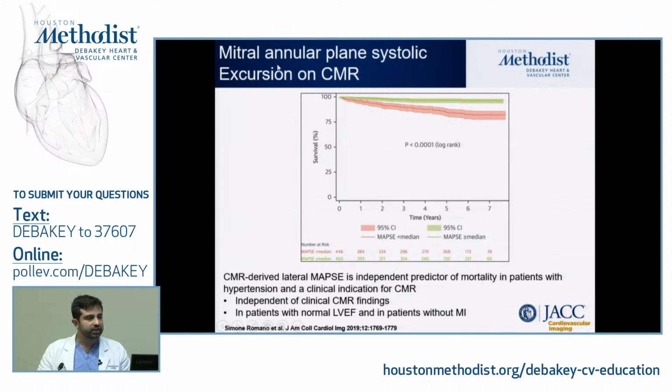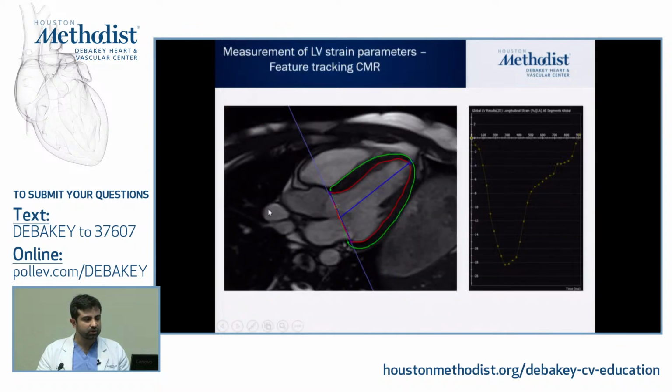You can also look at the mitral annular systolic excursion, so your MAPSE essentially, and this has shown prognostic significance on MRI beyond LV ejection fraction and in patients with normal EF as well.